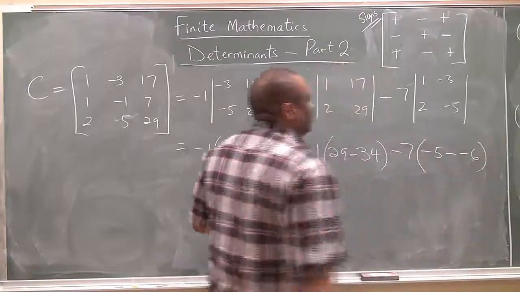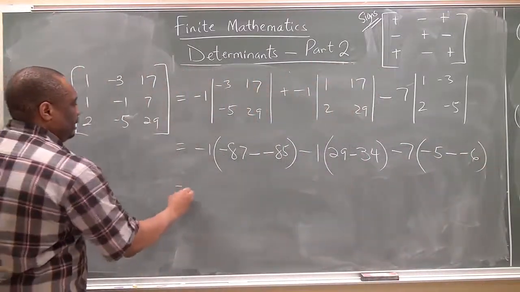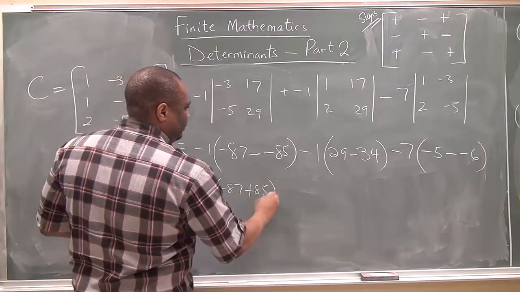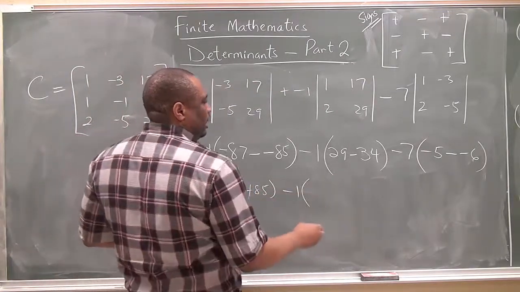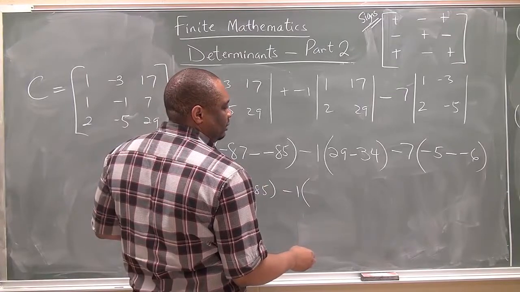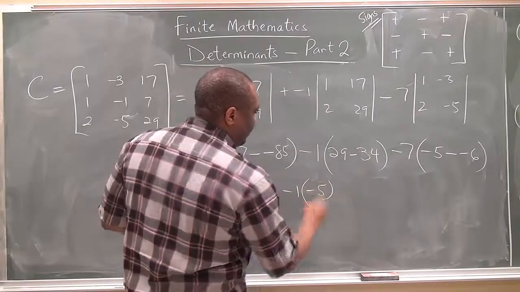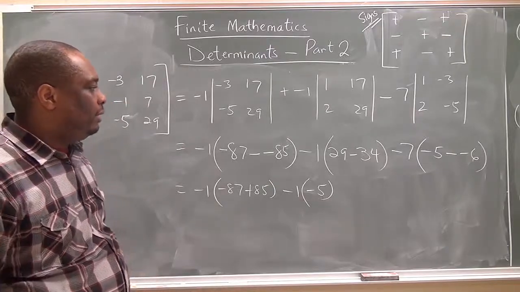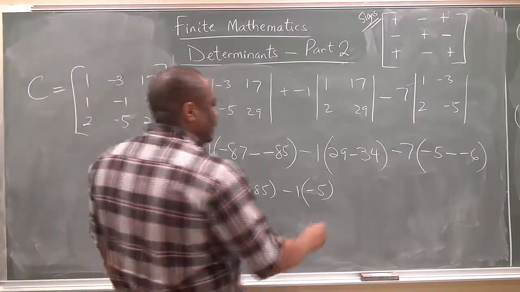-2 × -3 = -6. So this will be -1 − 87 + 85 − 1. 29 − 34 = -5, right? You have 29, you owe 34. That means you owe 5.